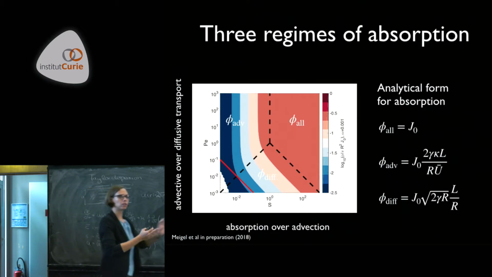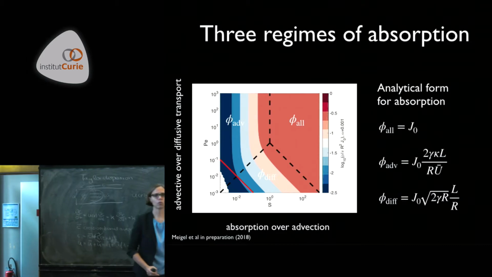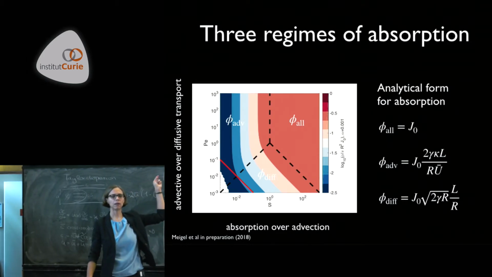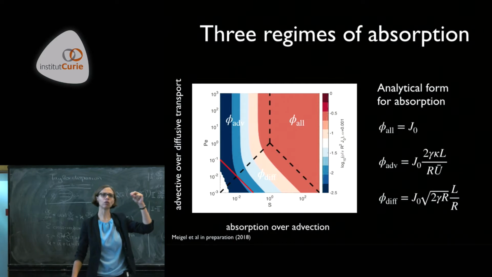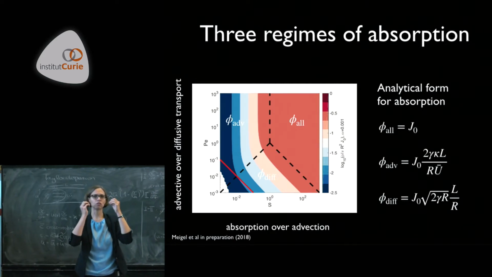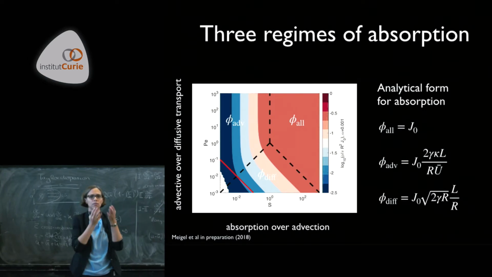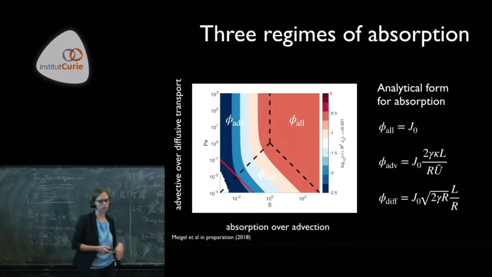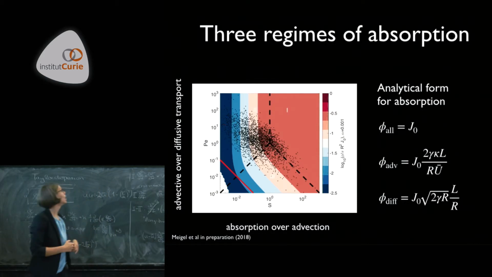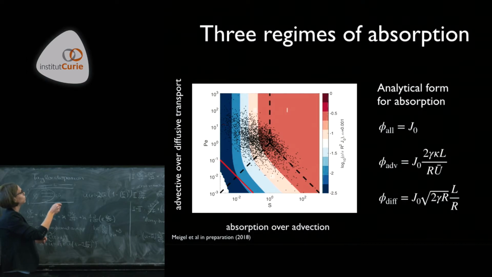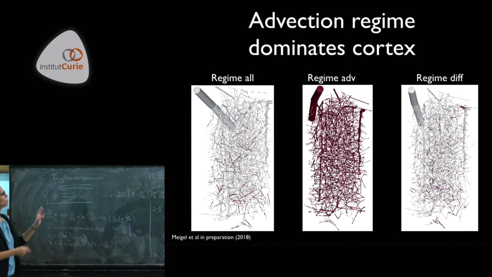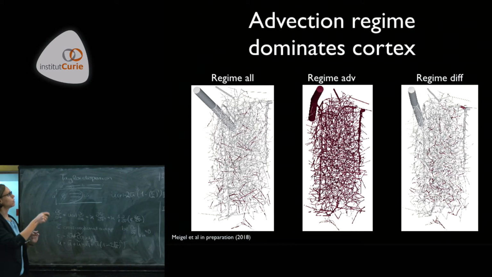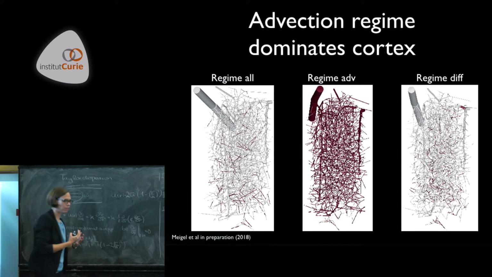And now, as I said, there's this wonderful data set by David Kleinfeld's lab. Now we can go in, because what S and Peclet depend on are tube radius, tube length, and flow velocity in that tube. So we have all these parameters for the rat cortex, and so we can just identify where the vessels are in this parameter space. And what we find is that this advection regime is really dominating for glucose. Just to make this very striking, if you take an excerpt and color in the vessels in all the different regimes, the advective really stands out as being very dominant.